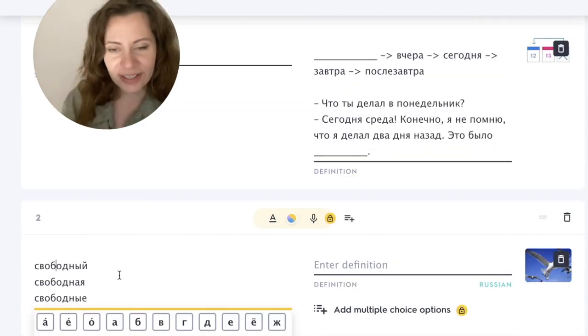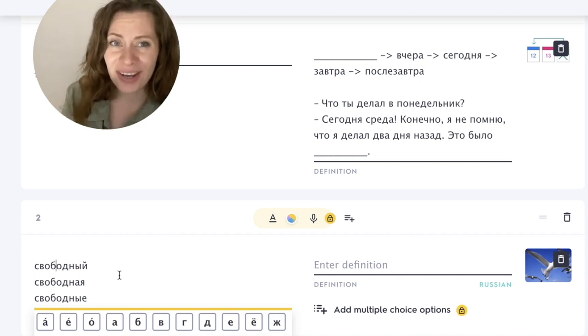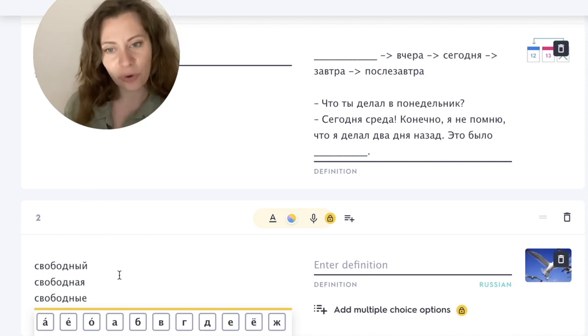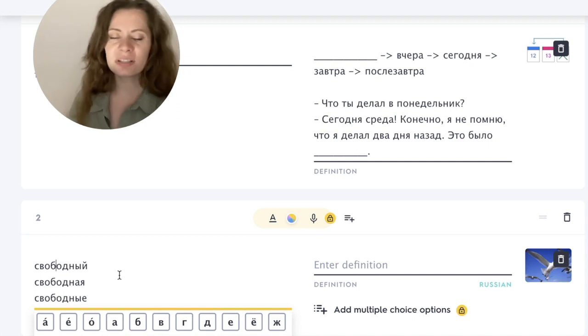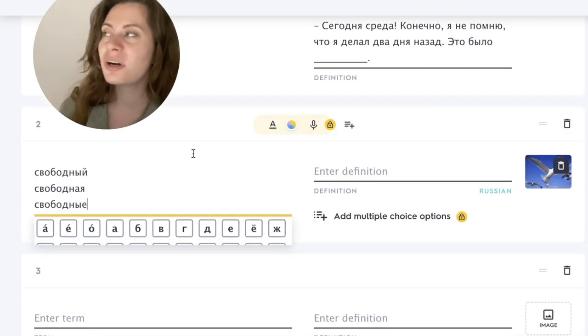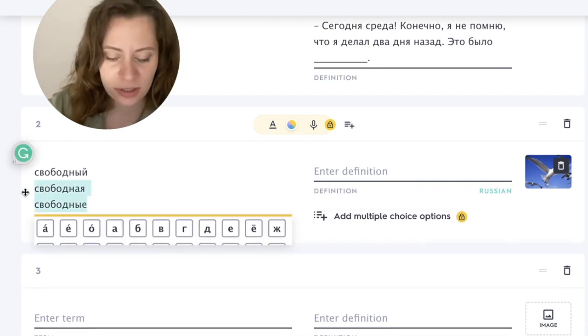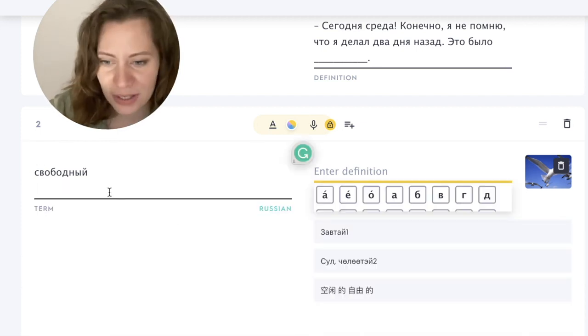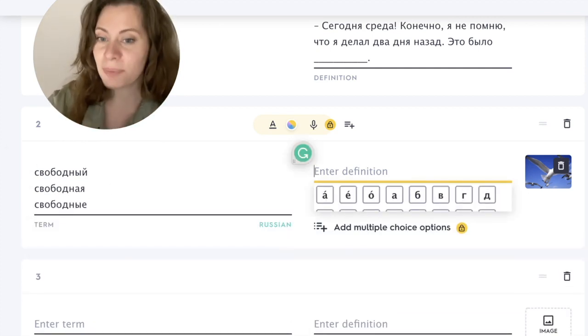First of all, I don't really care if my student is using the words, for example, in the wrong case, because I think the most important part for beginners is to be able to make sentences, not forms of words. Obviously, we're talking about it, we're practicing it, we're working on it, but it's just not as important. For a higher level, I just put свободный and that's it. Let's see what definition Quizlet has. Okay, I don't even know what this means. And we just will write it by ourselves.